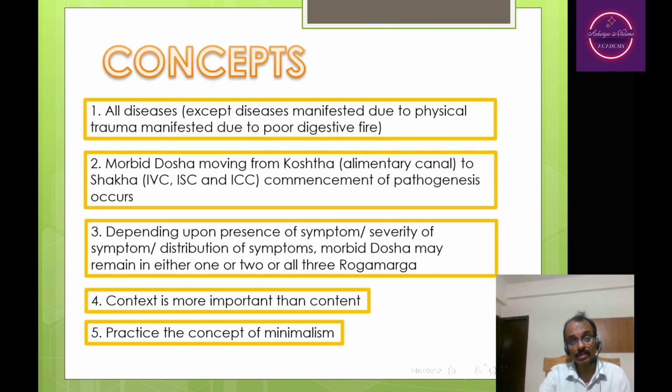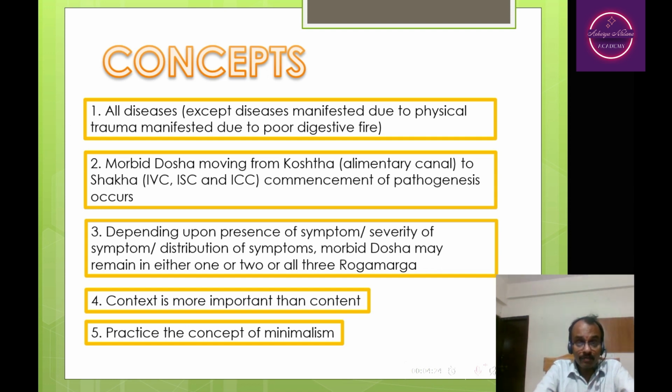Some of the other concepts based on the Rogamarga concept: all the diseases are manifested in the body due to abnormal or poor digestive fire, though for all the rules there are exceptions, such as physical trauma, wherein initially poor digestive fire may not be observed. That is the first and foremost concept.